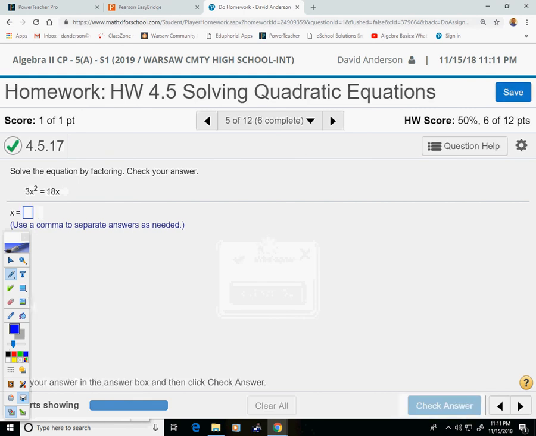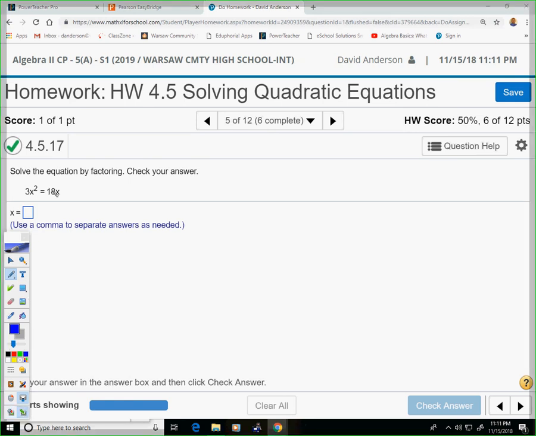Okay, so notice here that there's not a 0 on one side of the equation, so what I want you to do is make a 0. Get everything onto one side of the equation. So I'm going to subtract off this 18x from both sides of the equation. And that's going to give me 3x squared minus 18x equals 0.